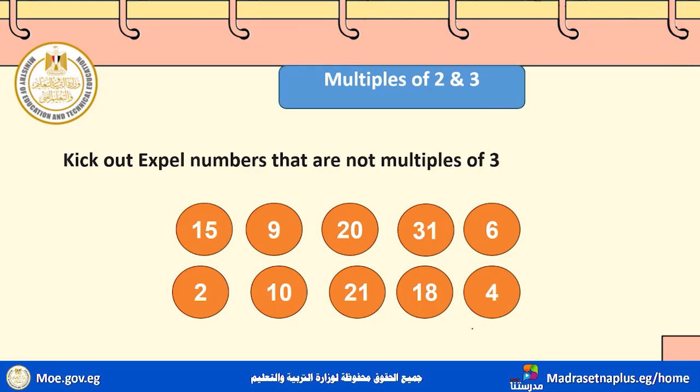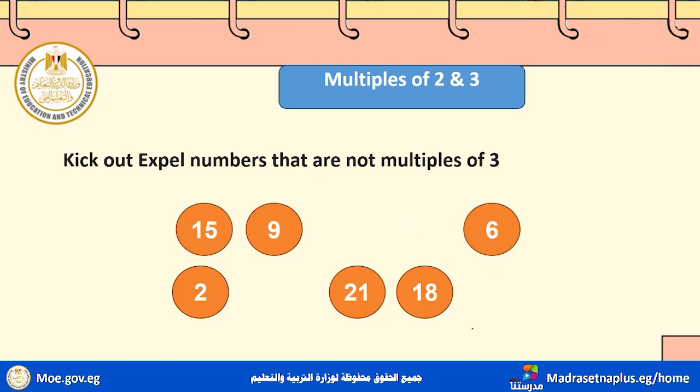Cross out, cancel, kick out, or remove the numbers that aren't multiples of 3. Which one will you shoot first? Yeah, we cancel 31. We kick out 31. Why? Because 31 is not a multiple of 3. Which one will be next? Yes, 20 is not a multiple, so we kick out 20. We have 15, 9, 2, 21, 18, 4, and 6.